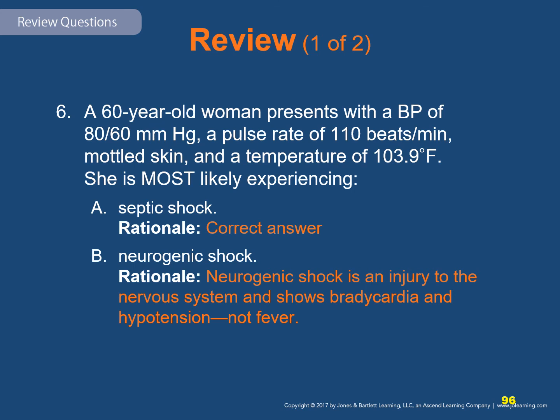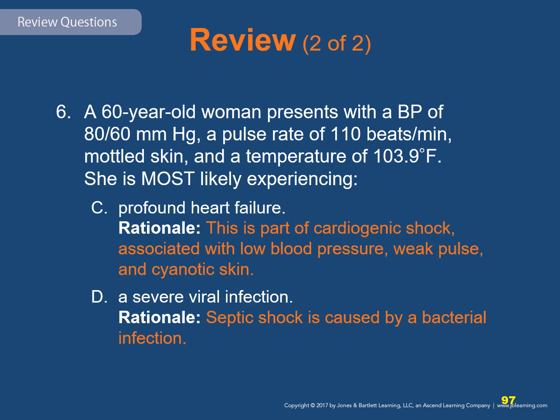Neurogenic shock. Neurogenic shock is an injury to the nervous system and shows bradycardia and hypotension, not fever. Profound heart failure. This is a part of cardiogenic shock associated with low blood pressure, weak pulse, and cyanotic skin. Severe viral infection. Septic shock is caused by a bacterial infection.